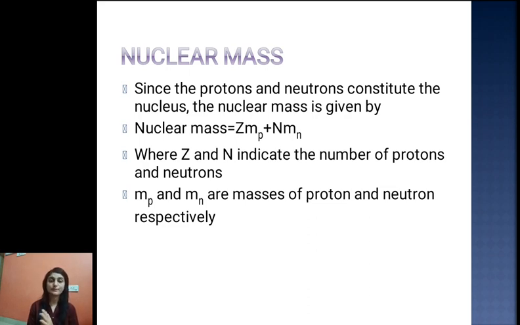Nuclear mass. Since protons and neutrons constitute the nucleus, the mass of protons and the mass of neutrons will give us the nuclear mass. Suppose the mass of one proton is MP and the total number of protons is Z. So Z into MP gives the total mass of protons. Suppose Mn is the mass of one neutron and there are N neutrons. So N into Mn gives the total mass of neutrons. So nuclear mass is the sum of the masses of all the protons and all the neutrons.